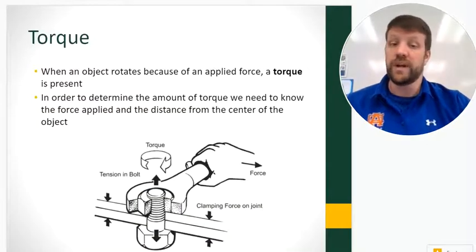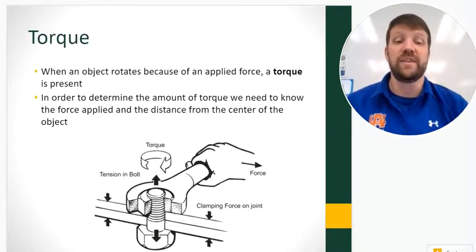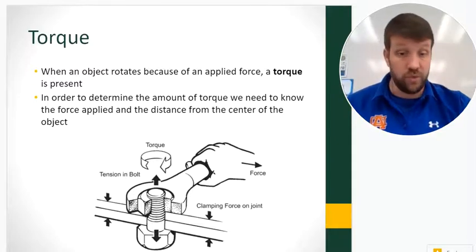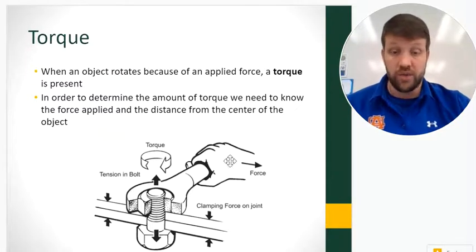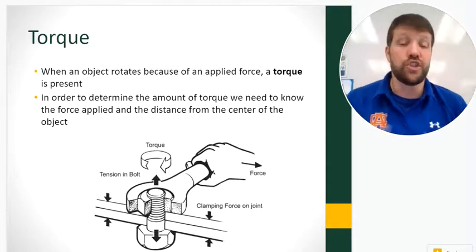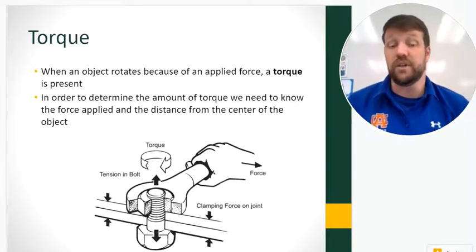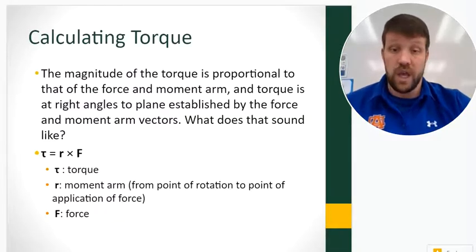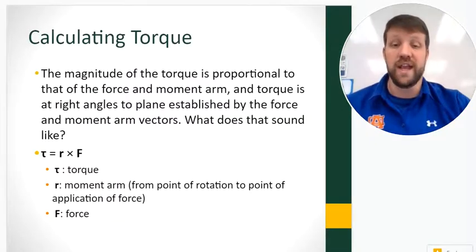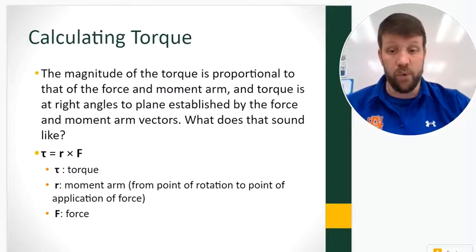So torque is when an object rotates because of an applied force. So we've got right here, we're tightening a bolt, right? So a force is applied to this wrench, and it's causing this circular torque to make this tighten. So in order to determine the amount of torque, we need to know the force applied and the distance from that center that it's applied. So when we calculate torque, we're looking at the radius times the force.